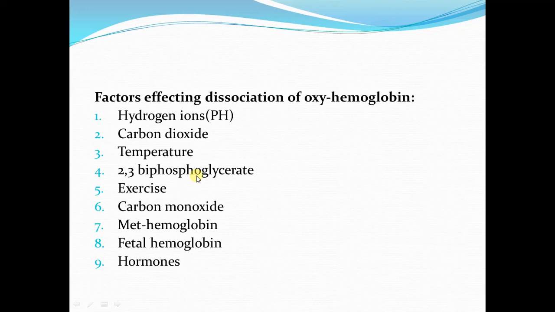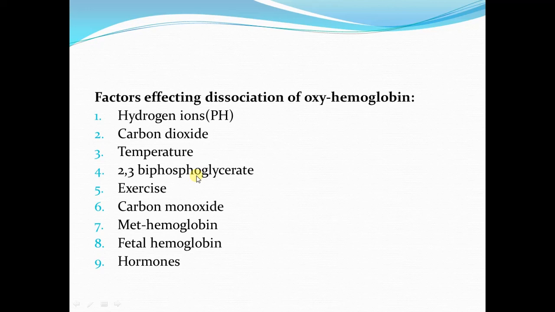Thyroid hormone, growth hormone, and testosterone stimulate the formation of 2,3-biphosphoglycerate. So these were different factors that increase the formation of 2,3-biphosphoglycerate, which is also known as 2,3-BPG. Now, the stored blood has decreased concentration of 2,3-biphosphoglycerate. If a person is given stored blood, it will have less amount of 2,3-biphosphoglycerate.